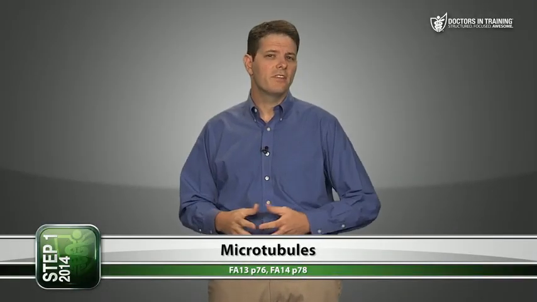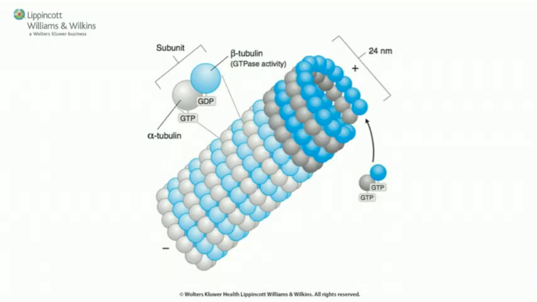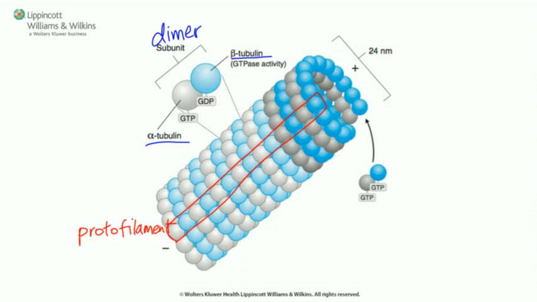The largest type of cytoskeletal filaments are the microtubules. Microtubules are tubes made up of proteins called tubulin. And there are 2 types of tubulin, alpha tubulin and beta tubulin. And first they come together to form a dimer, and then the dimers join together lengthwise to form something called a protofilament. And then those protofilaments come together side by side to form a cylindrical microtubule with a hollow core.